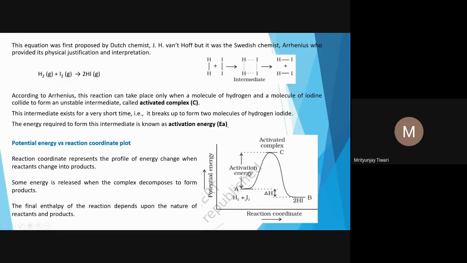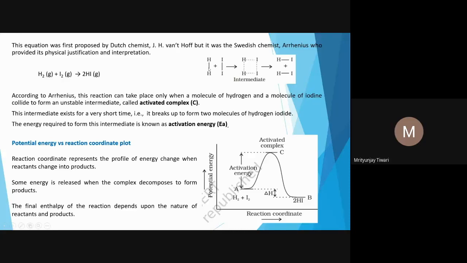The energy of H2 plus I2 was already at this point. The energy from zero to this level we call the threshold energy, and from this level to this level we call the activation energy. This potential energy is plotted against the reaction coordinate. Reaction coordinate means reaction progress. And how does the reaction progress? Along a certain direction, certain coordinates. And what is that direction?